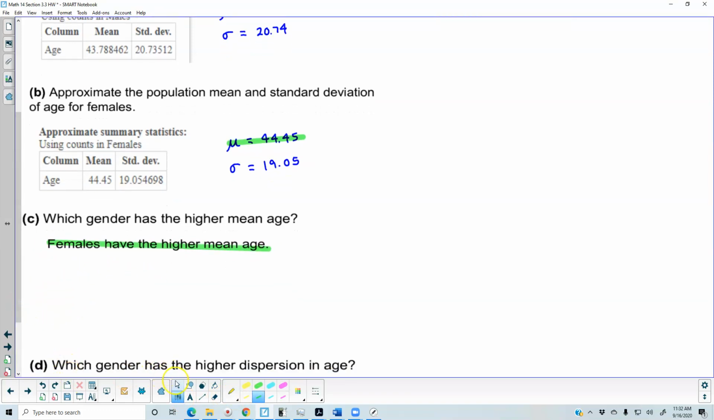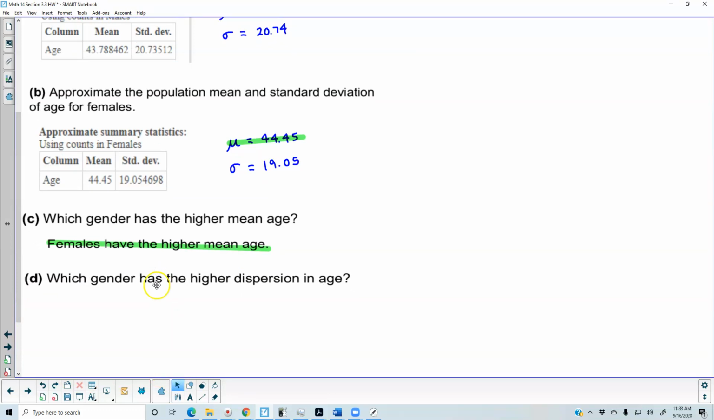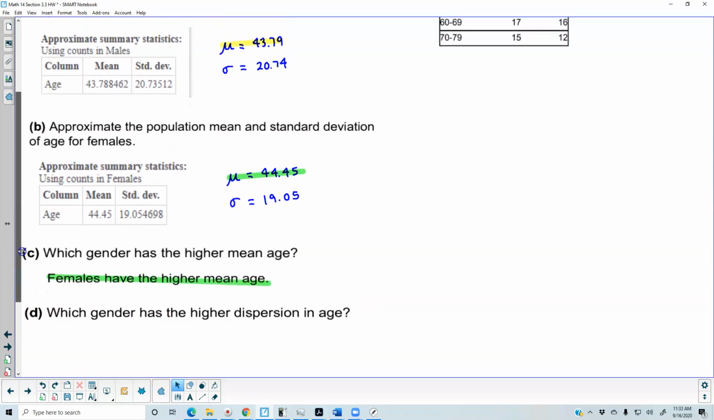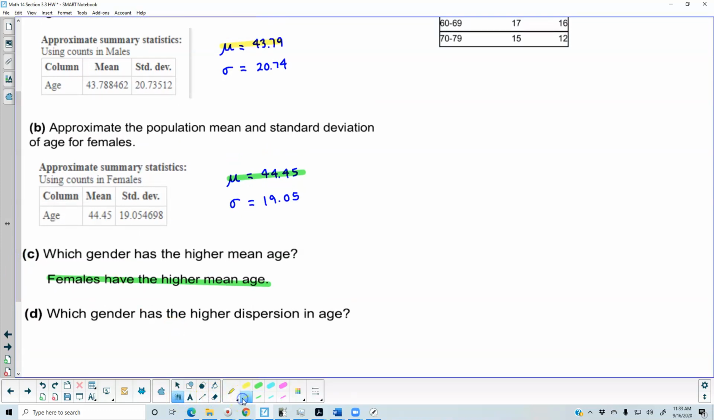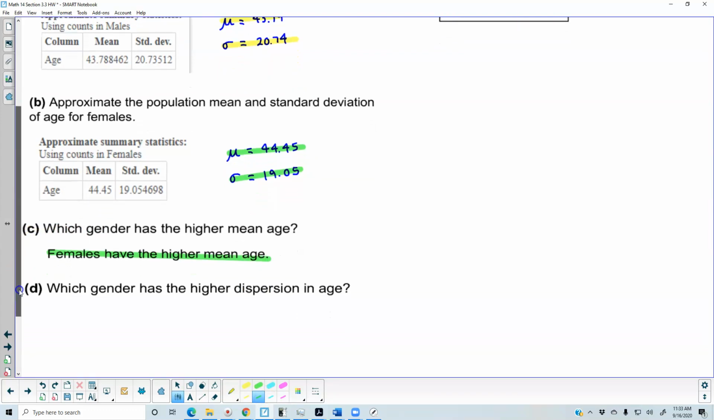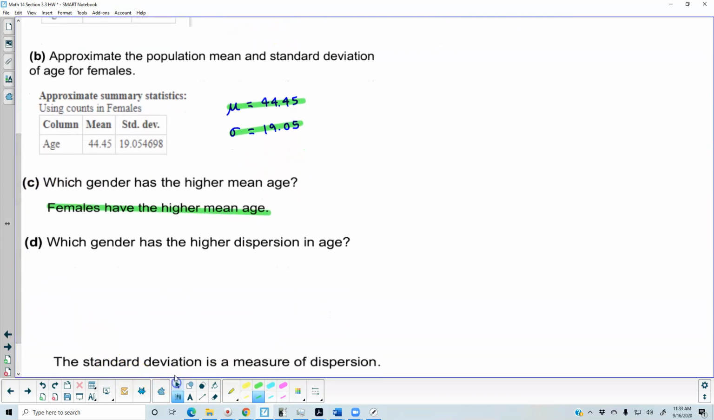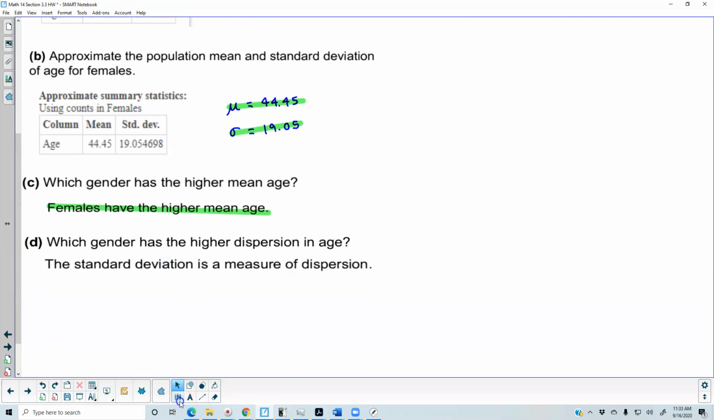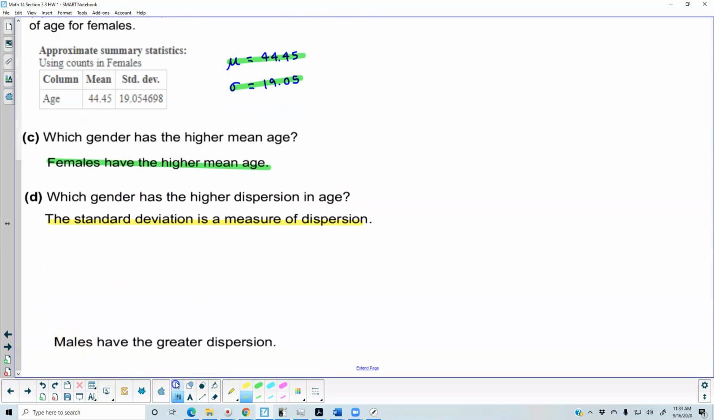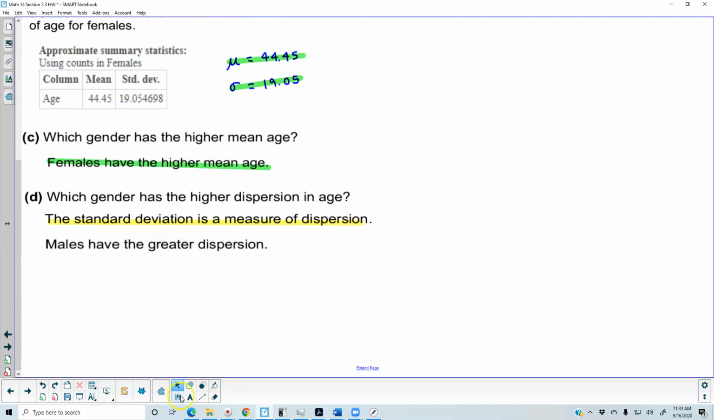And then the next question states which gender has the higher dispersion age, which means that we're looking at the standard deviation. Males have 20.74, the females have 19.05, so we're looking at the males to have the greater dispersion. So therefore, we would then say that the standard deviation is a measure of dispersion, and therefore the males have the greater dispersion.